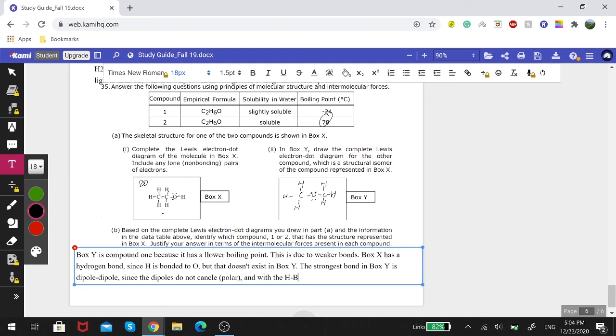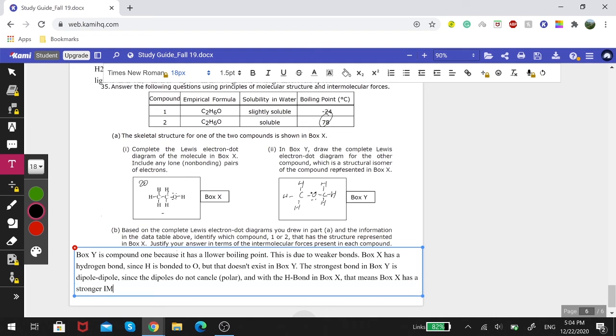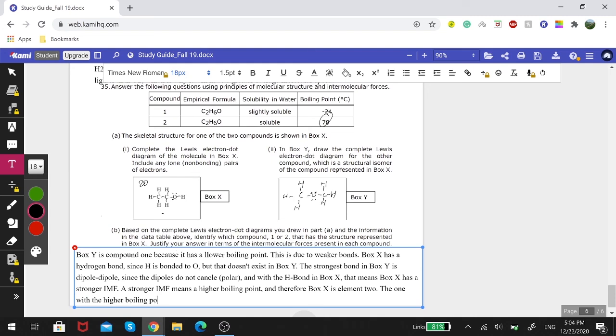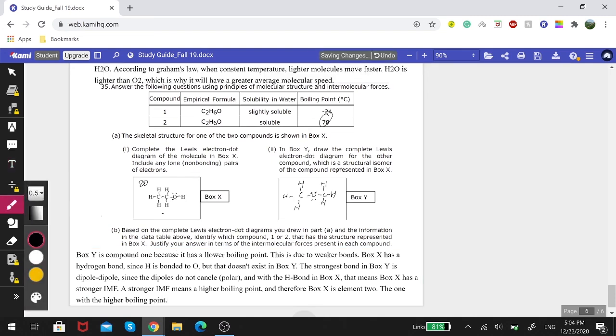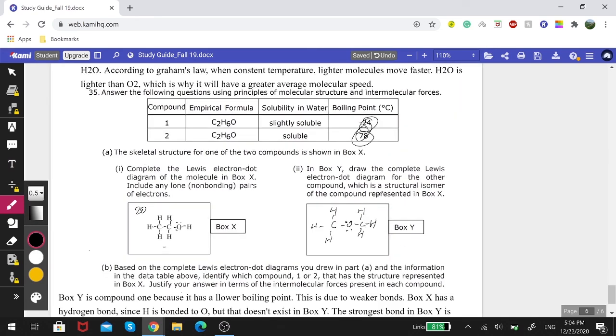And with the H bond in box X, that means box X has a stronger intermolecular force. A stronger intermolecular force means a higher boiling point, and therefore box X is compound 2, the one with the higher boiling point. So let's look over here, right? Negative 24 degrees for boiling point and 78 degrees for boiling point. Compound 2 is obviously higher.